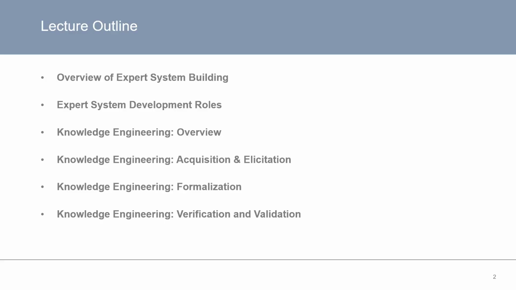And then we'll move into the area of knowledge engineering, beginning with an overview, moving on to knowledge acquisition and elicitation, then knowledge formalization, and lastly, knowledge verification and validation. Let's start with our high-level overview of building an expert system.